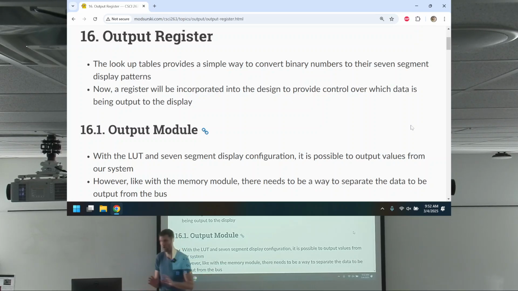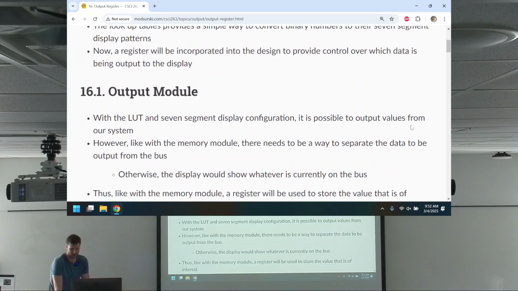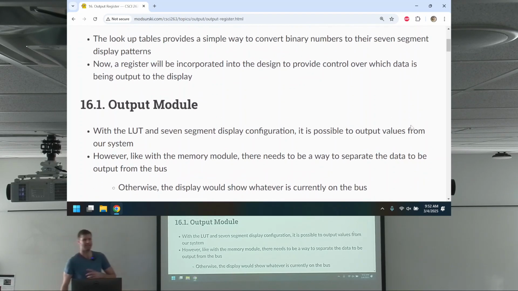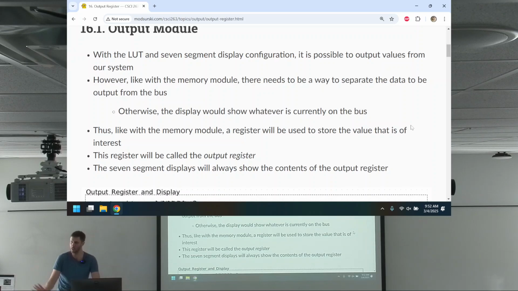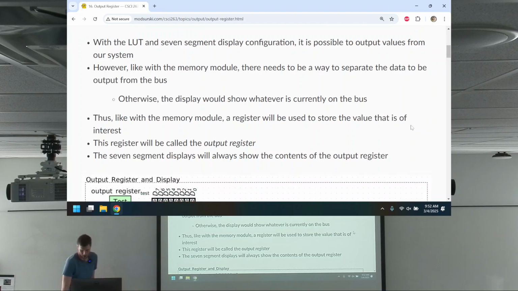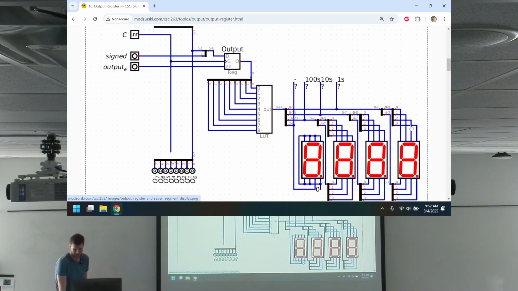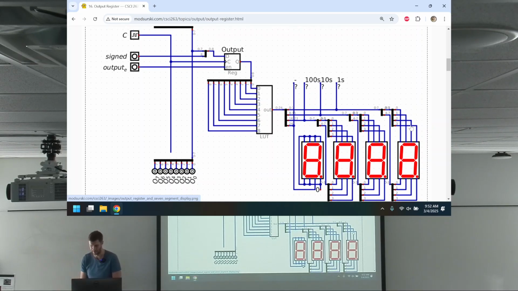Clear? Cool. So we're going to create this output module that contains the output register and the 7-segment display patterns. So we're still going to use that lookup table design. We just need to separate the data with a register. We're going to call this the output register. So here's the general idea. Okay? Now, let's pay special attention to what's going on here.